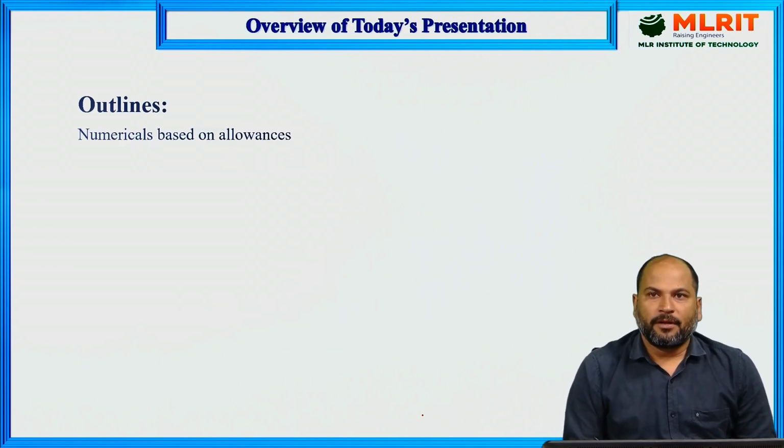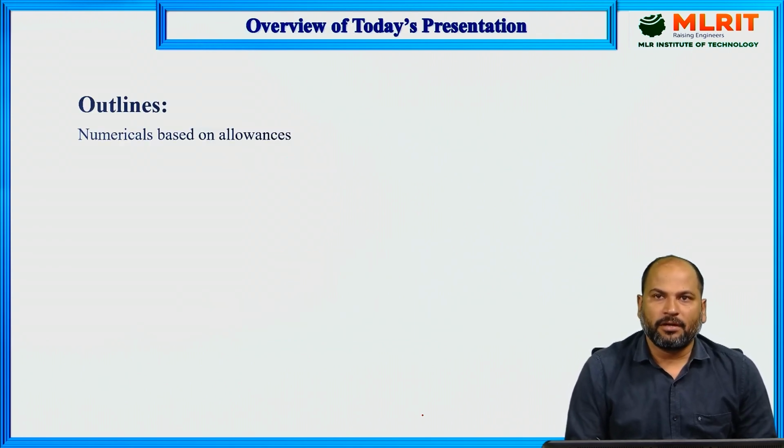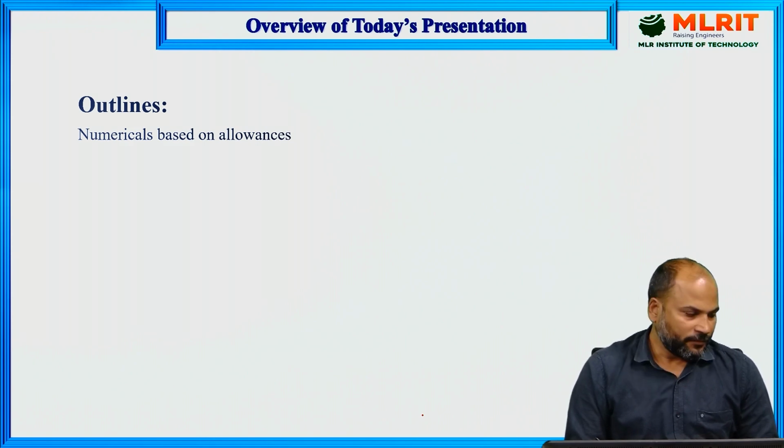So today we will discuss numericals based on allowances. Already we have studied in the previous lecture the meaning of allowances related to casting, and we have studied all the cases. But in that lecture we couldn't get sufficient time to discuss numericals based on that. So today we'll take some numericals and try to further clear the concepts that we have studied related to these allowances. I have taken four numericals for today's lecture. We'll try to solve them, and through them emphasize the concept that we have already done in the previous lecture.